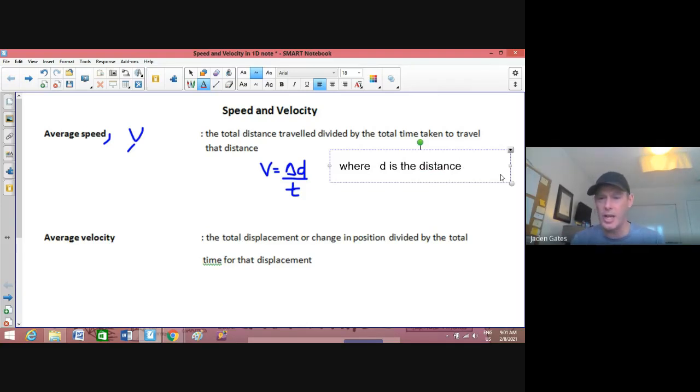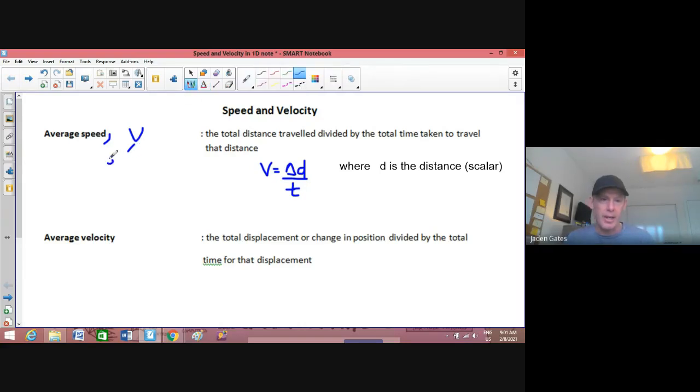Now, here's the key: on Thursday, we looked at distance as being a scalar, which means it does not have direction. That also means speed is a scalar. So when we're looking at speed, we're just talking about magnitude, just the size.